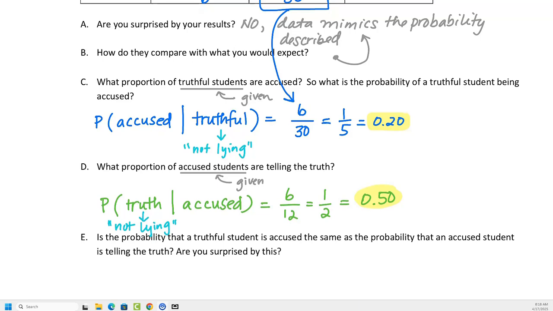Okay, is the probability that a truthful student is accused the same as the probability that an accused student is telling the truth? So are they the same? Basically, we're comparing our answers here. Are these the same? And the answer is no. The probabilities are not the same.